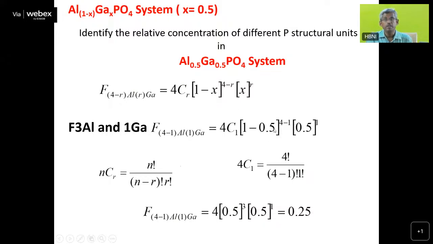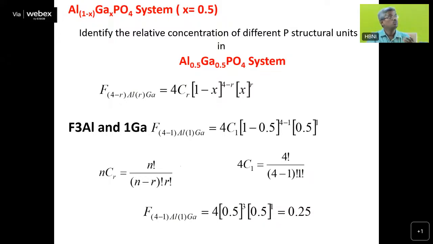Then X is 0.5. So 4 minus R is nothing but 4 minus 1, and this is 0.5 raised to 1 because R is 1. So 4C1 is nothing but 4 factorial divided by (4 minus 1) factorial into 1 factorial. What is 4 factorial? You can calculate 4 into 3 into 2 into 1 divided by 3 into 2 into 1 into 1.